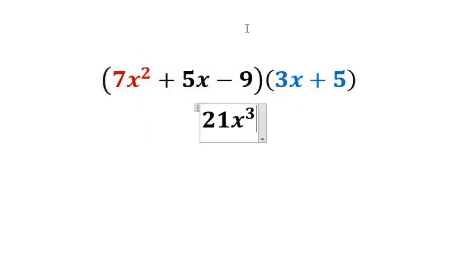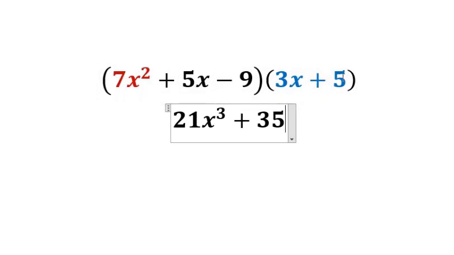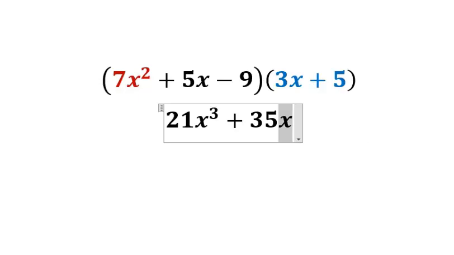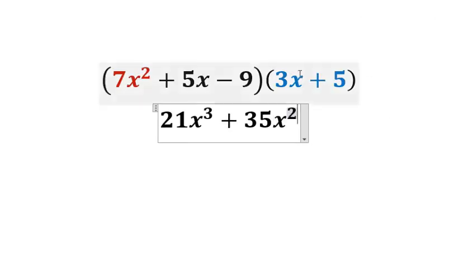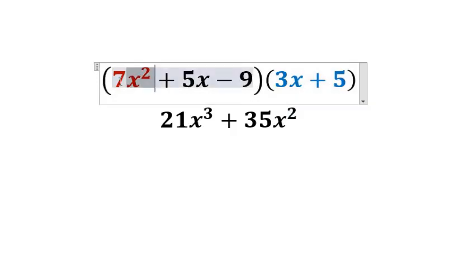Now I'm going to continue with the other one. I already multiplied with 3x. Now I'm going to multiply 7x squared times 5. So 7 times 5 is positive 35. And because this one doesn't have a letter, I'm just going to copy the x squared. So it will be 35x squared. And I'm done. There are no more numbers here. So I'm done with 7x squared.